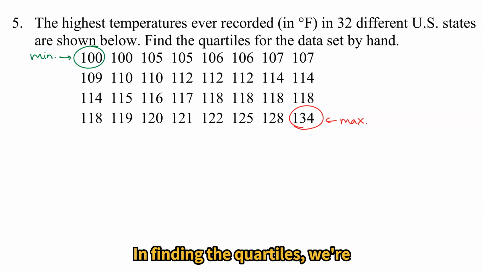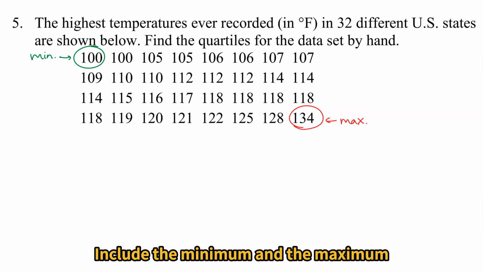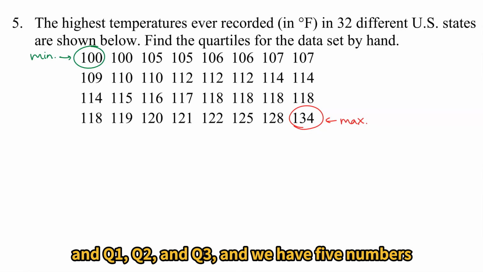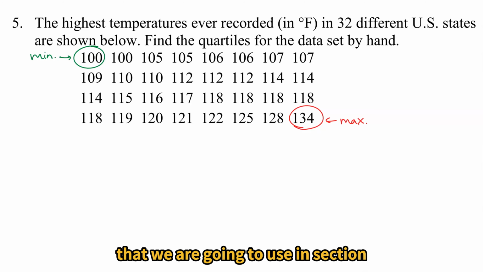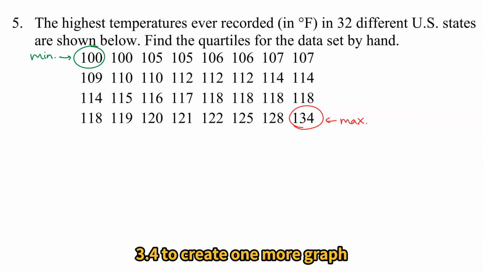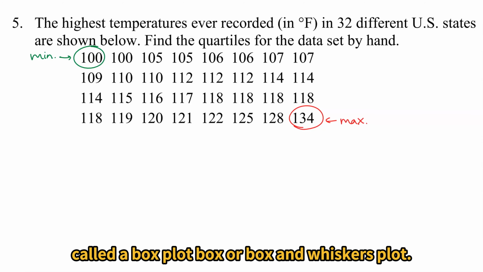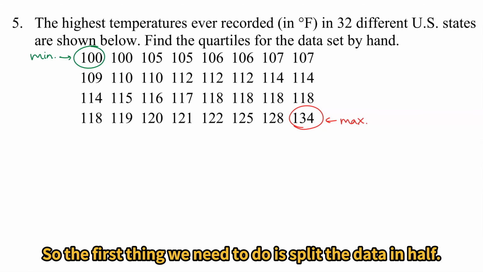In finding the quartiles, we're also finding something called the 5-number summary. It includes the minimum and the maximum, and Q1, Q2, and Q3, and we have 5 numbers that we are going to use in section 3.4 to create one more graph called a box plot, or a box and whiskers plot. So the first thing we need to do is split the data in half.